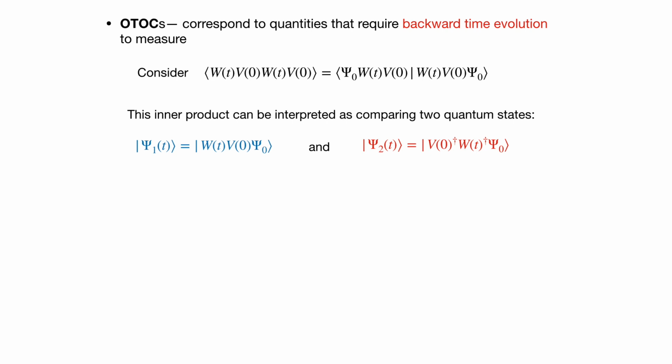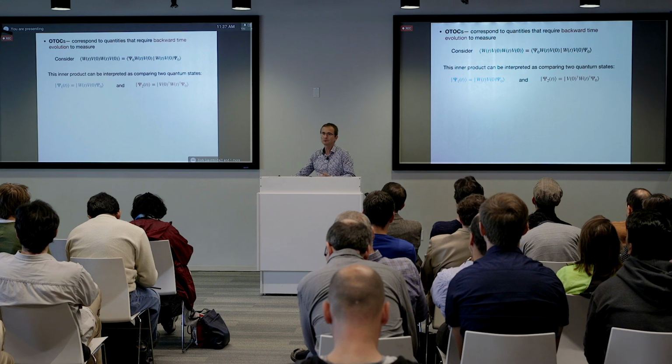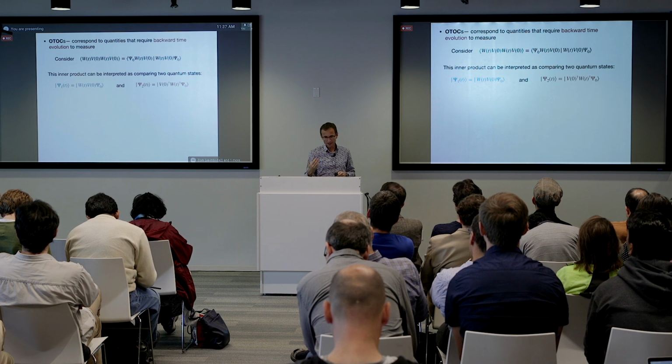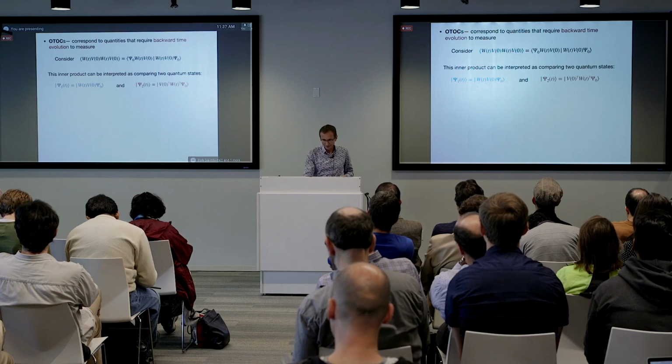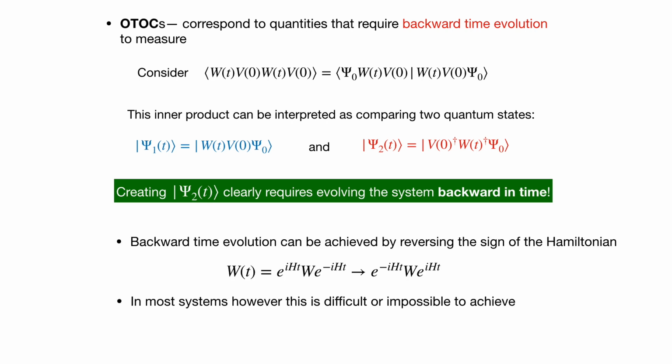So it's this part of the inner product here. You start from the ground state, you wait time t, evolve the system forward, apply operator W, but then you have to apply an operator at time 0, meaning you have to evolve back in time. And this is a generic feature of these out-of-time order correlators: you have to really evolve the system backward in time to measure them. And how do we do that?